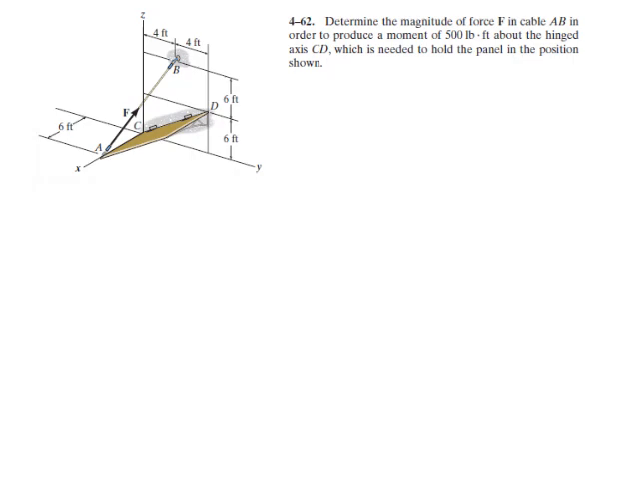So here's a problem from Hibbeler 4.62. Determine the magnitude of the force F in the cable AB. So here's your cable going from A to B. Determine the magnitude of the force in order to produce a moment of 500 foot-pounds about the hinged axis CD. So your force goes from A to B, and you've got an axis from C to D, so that's kind of like a door on a hinge there. You know the magnitude of the moment about that axis and want to know the force.